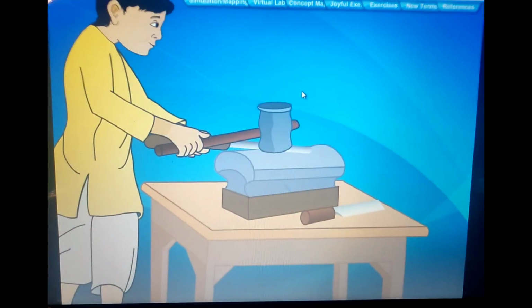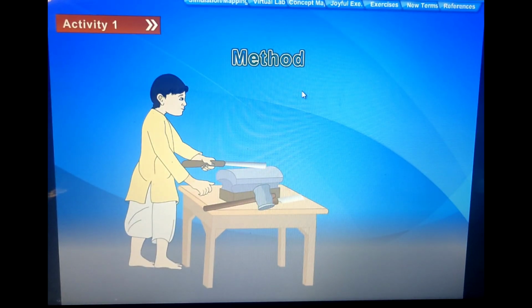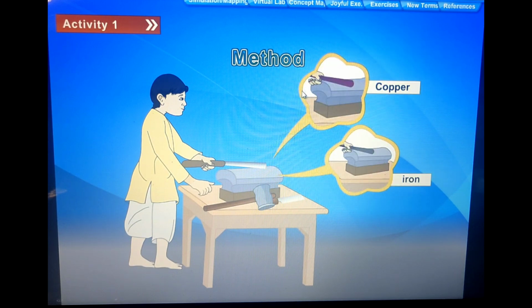With a hammer, we must take care that we do not hurt our fingers while hammering. We find that the piece of aluminium metal turns into a thin aluminium sheet without breaking at all. Similarly, we observe copper and iron also flatten due to hammering and turn into thin sheets without breaking at all.